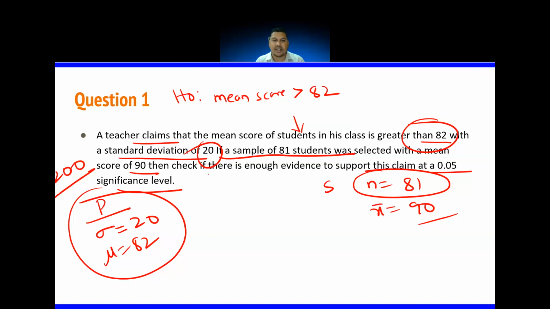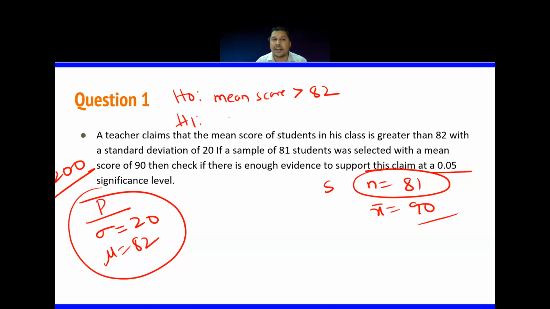Is there enough evidence to support this claim at 95% significance level? 0.05 means 95% significance level. So your H naught is mean score greater than 82. What is your H1 here? Mean score not greater than 82. Only that way. It is greater than or not greater than. Only two claims, yes or no cases.